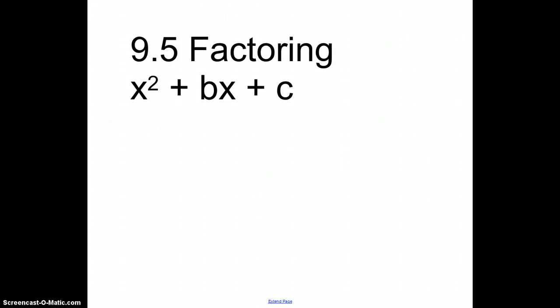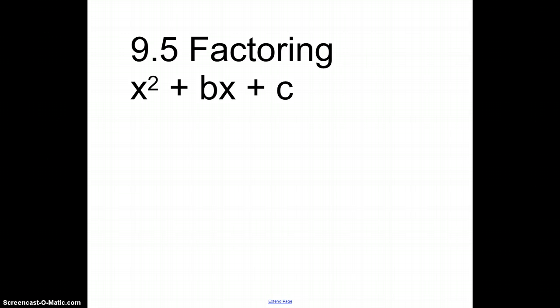Today our focus is to begin looking at factoring trinomials. So here is our trinomial. Notice there's no number in front of the x squared value. So our general position on these problems is to deal with factoring just based on this general format.